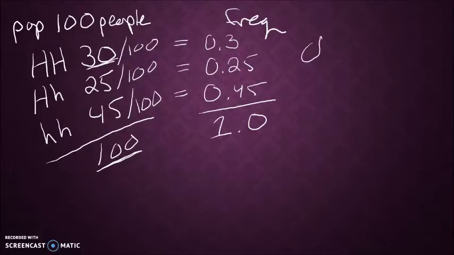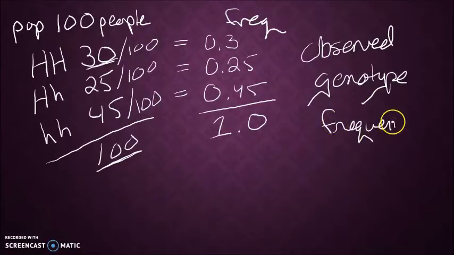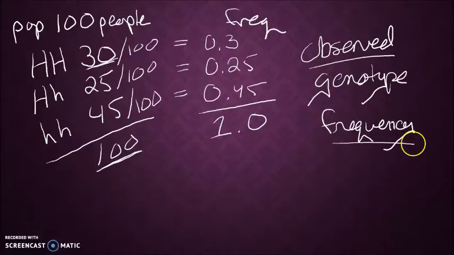This is what we call the observed genotype frequency. It's observed because it's what we have in our living population, and it's a frequency because it's a percentage. It's in relationship to the other alleles. Now, this will become really important at the end of our equation, but for the moment, this is basically what we're looking for: these genotype frequencies.